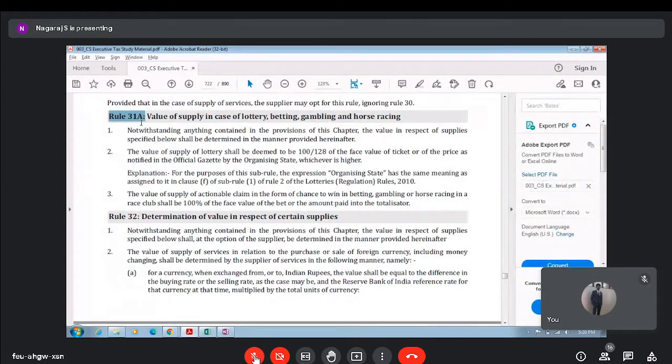Now they have made it crystal clear. See, value of supply in case of lottery, betting, gambling, and racehorsing.